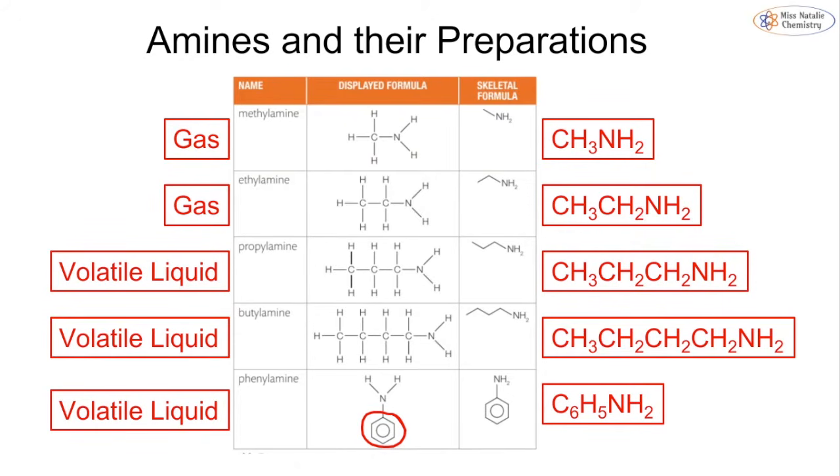We do need to know that they are a gas when we've got methyl and ethyl. And as we increase our hydrocarbon chain, we're going to form liquids, and we're going to talk a little bit about why we have liquids and why we have miscibility later on in this PowerPoint.